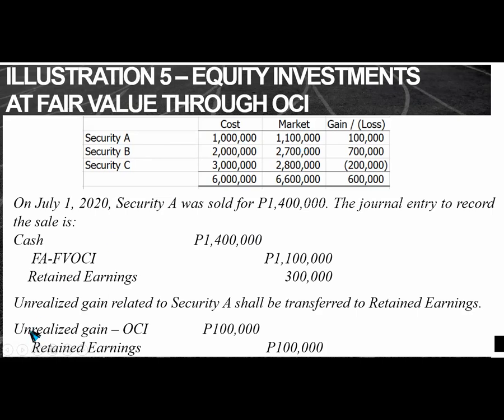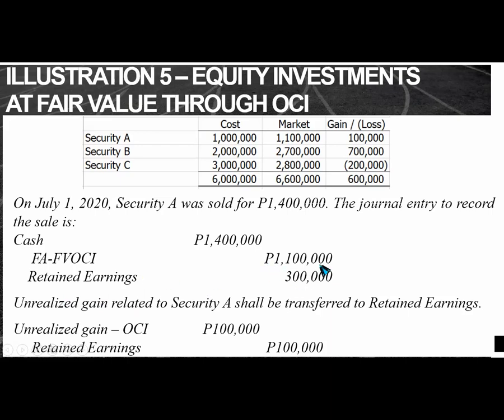But how is it recorded? You debit cash because you received cash of 1.4 million. You credit your FVOCI at 1.1 million, equivalent to the market value, because this is the balance. This is our carrying amount as of December 31, 2019. So we are crediting FVOCI at 1.1 million, and the excess 300,000, we credit to retained earnings. It's like what we considered a gain, but it cannot be reported as gain because it is not allowed to be reported in profit or loss. So it goes straight to retained earnings.